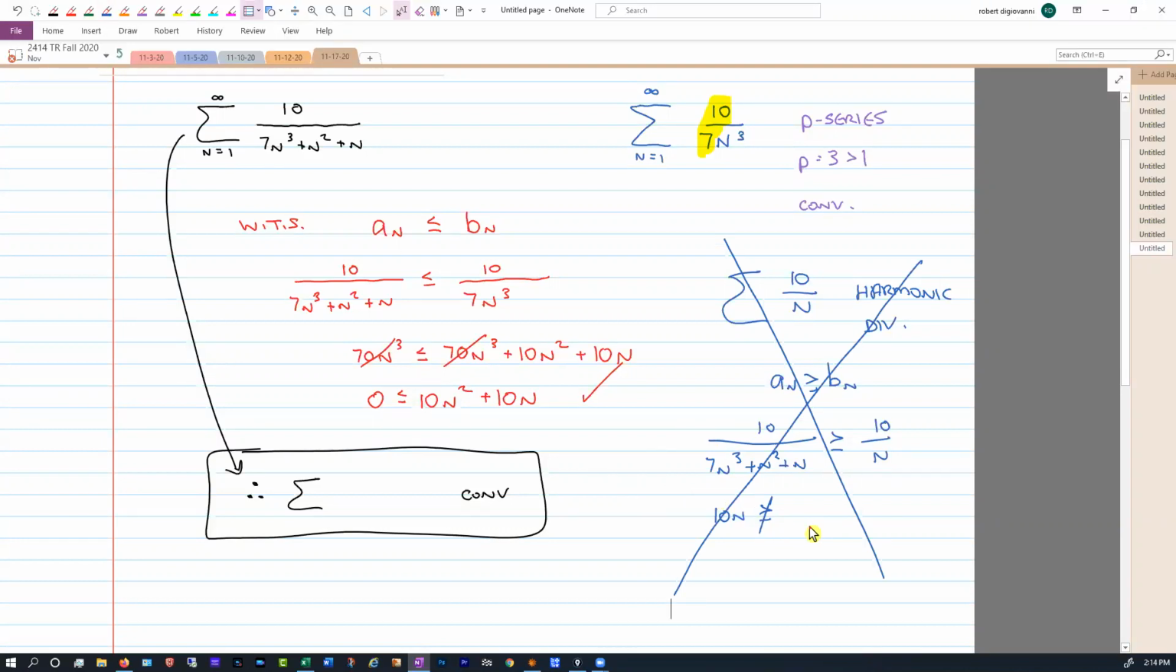By looking at the series, can't we just have an idea if it converges or diverges without any test? Like if we let it go to infinity, this whole thing, 10 over 7n cubed plus n squared plus n.